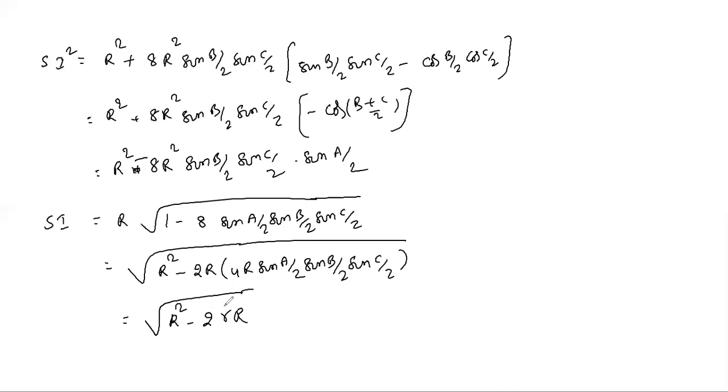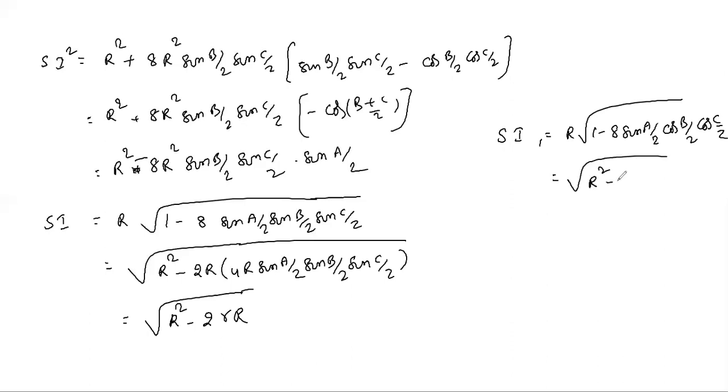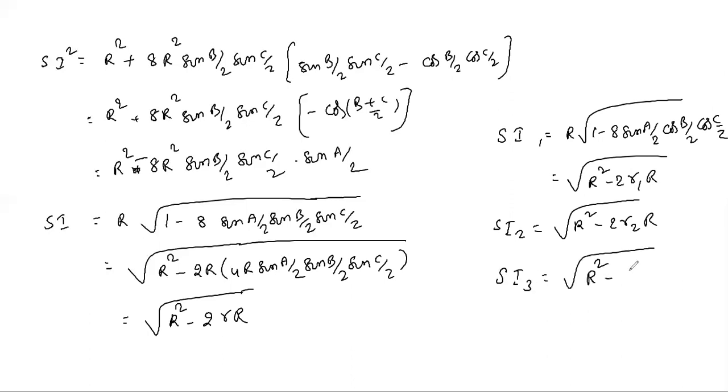So this is the distance from circumcenter to incenter. Similarly, if you apply the distance from circumcenter to excenters, you will get SI1 equals R into root of 1 minus 8 sine A by 2, and r1 you will get sine A by 2 cos B by 2 cos C by 2. Or you can write this one as R square minus 2 r1 R. Similarly, SI2 is root of R square minus 2 r2 R, SI3 is root of R square minus 2 r3 R. So these are the distances from circumcenter to excenters.